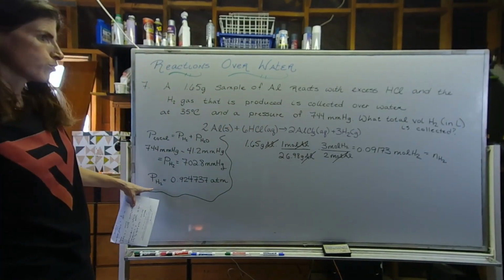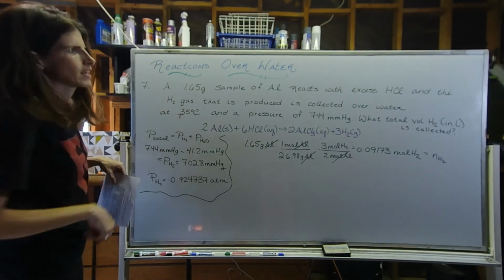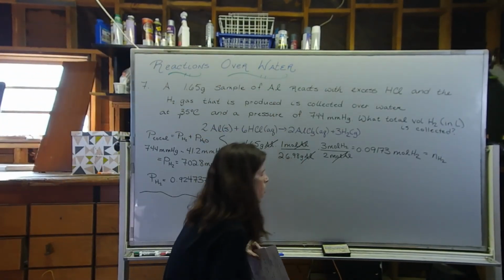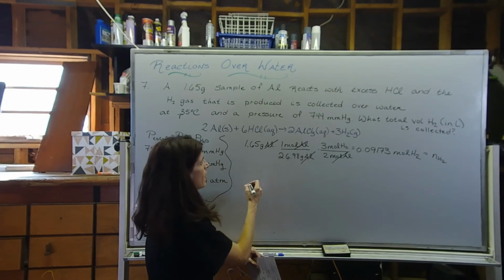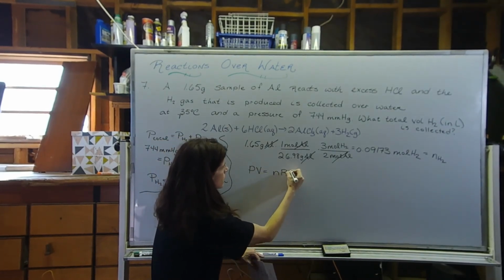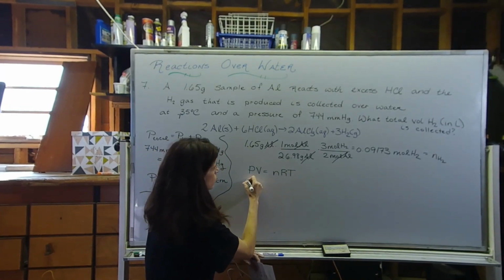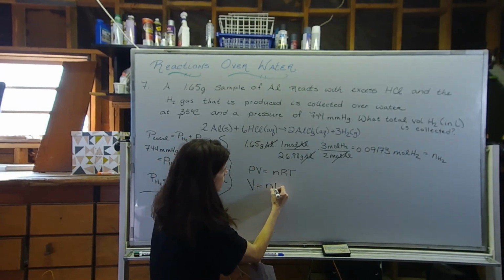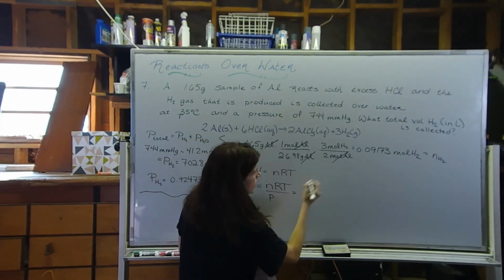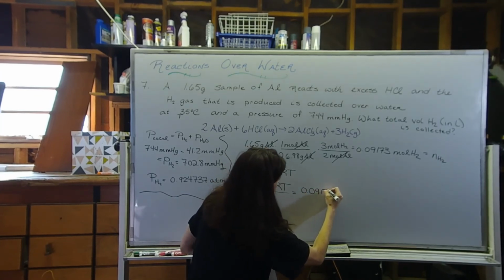We have the partial pressure of the hydrogen, the moles of hydrogen. We have a temperature, it needs to be converted to Kelvin. And that's it, that's enough, right? We can solve for moles with that. Oh, we're not solving for moles. We can solve for volume with that, right? So PV equals nRT. And we're solving for the volume of the hydrogen gas. So I'm going to do volume equals nRT over P. So I'll plug in the moles that I just got, the 0.09173 moles.